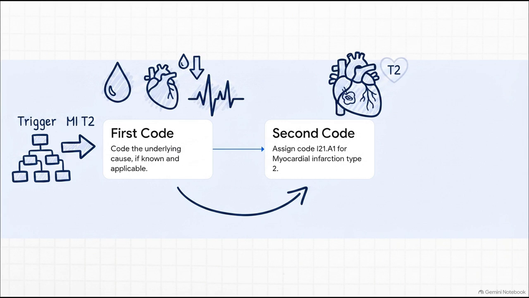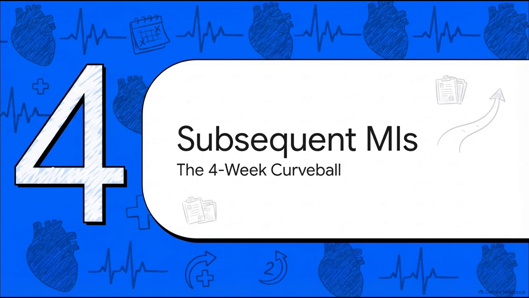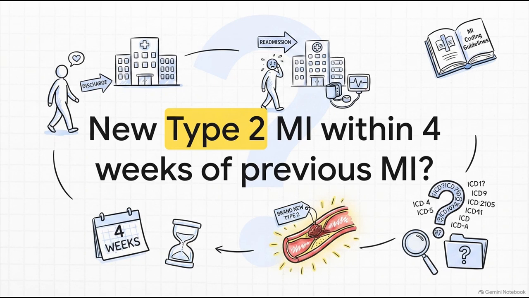Make sense? All right, Section 4. Subsequent type 2 MIs, navigating the 4-week curveball. Let's imagine this scenario. A patient has an MI, is discharged, but then they're readmitted to your hospital 3 weeks later with a brand new, clinically distinct type 2 acute myocardial infarction. It falls right within that critical 4-week window. So, what code do you assign for this new event?